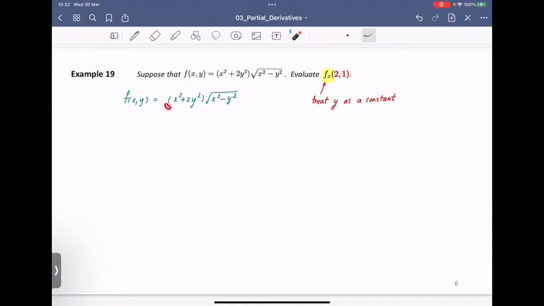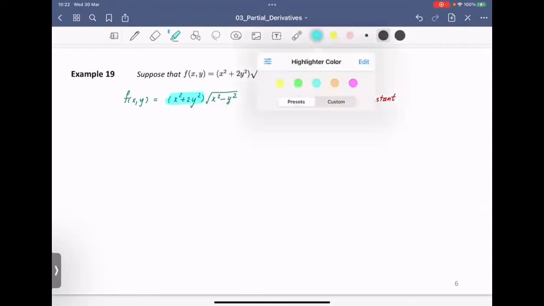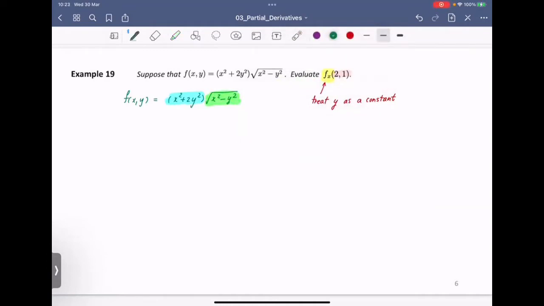So again, you can treat this thing as your u and this thing as your v, and then we can apply the product rule. So I'm going to say this is my u and this is my v. I use different colors so you can see the difference. So we're going to take the partial derivative with respect to x of this function.